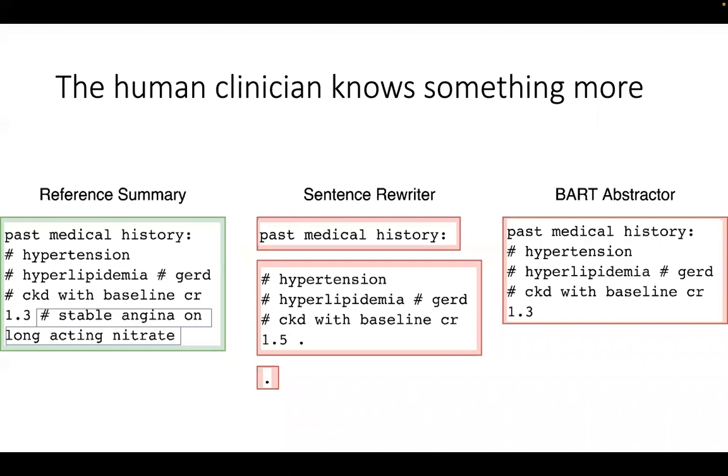So we looked into the actual documents that went into writing this discharge summary. We went through all of the documents that were generated for the patient's admission to find any occurrence of stable angina or long-acting nitrate. And we did not find a single mention anywhere. So this is probably coming from the structured data, which is not something the model is exposed to. The model is only looking at all the notes that are generated for the patient over the hospital admission and just using them. So clearly the human clinician knows more and knows it better, because of which they are able to write the relevant parts from the structured data into the summary.